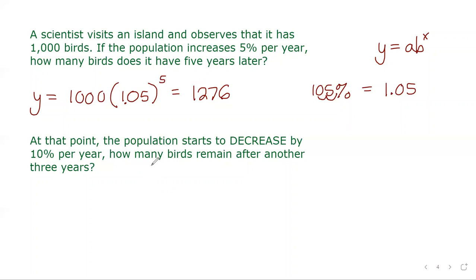So let's do another one. At that point, we're starting from 1,276 birds. We're now considering that our starting point. Population starts to decrease by 10% per year. How many birds remain after another 3 years? Okay. Everything starts at 100%. So if it decreases by 10% per year, then our multiplier is 0.90, like 90%.